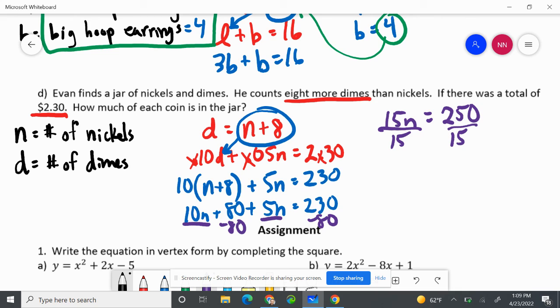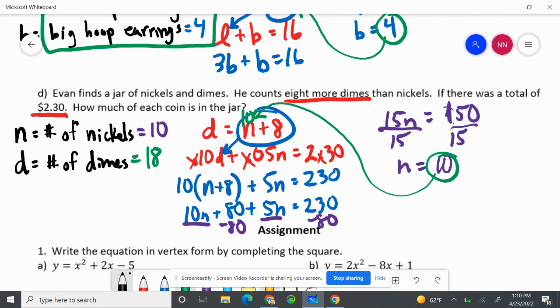Oh, gosh, sorry about that. That would be not 250, it would be 150. And so then I divide the 150 by 15, and that gives me n equals 10. So there are 10 nickels. Now I have to figure out the number of dimes. So what I do is I take the 10 in for the n, and 10 plus 8 gives me 18. So there are 18 dimes.